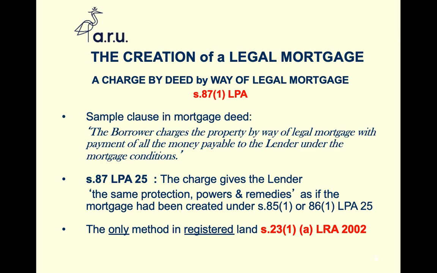And that's the only recognisable method under Section 23(1)(a) of the Land Registration Act 2002 for a party to have a legal mortgage in registered land. So Section 85(1) and 86(1) are interesting from a historical perspective, and you've got to know what that means when Section 87 is described as being like them. But under registered land, which is what we're focusing on, Section 87(1) is the only way that we will be looking at making a mortgage happen.